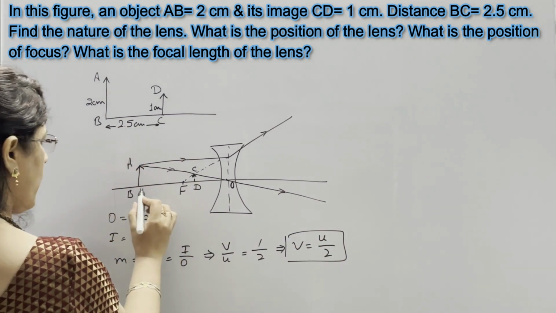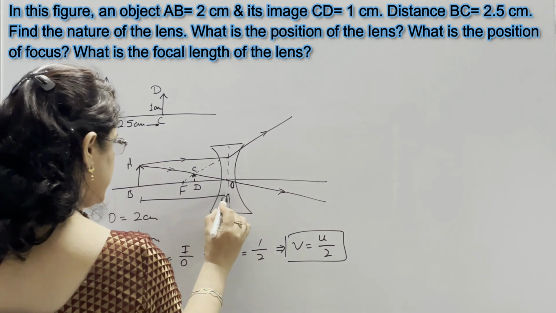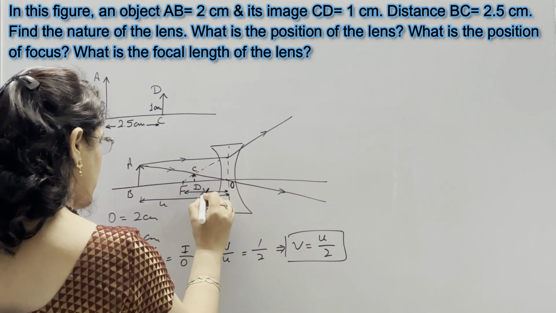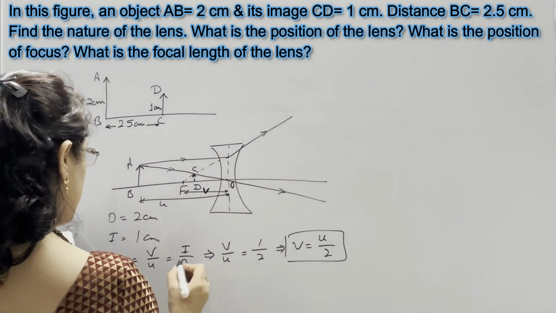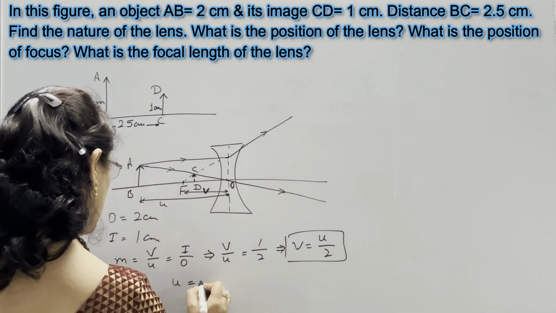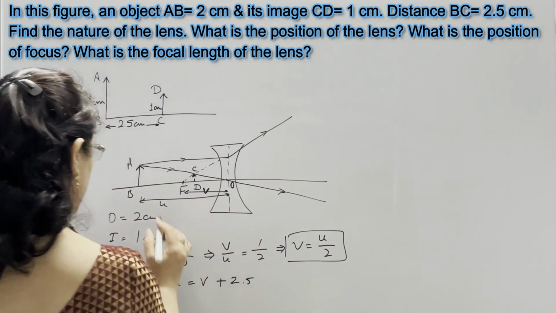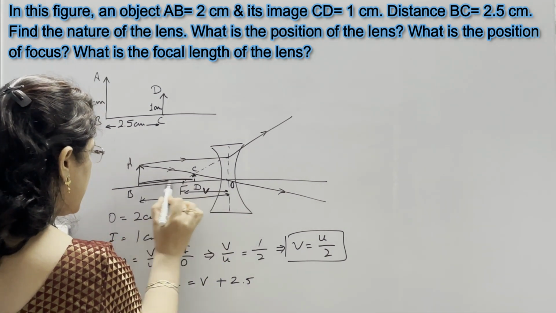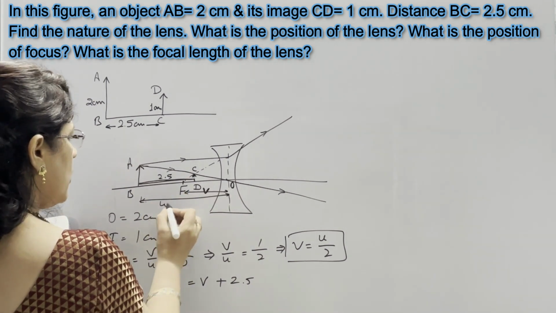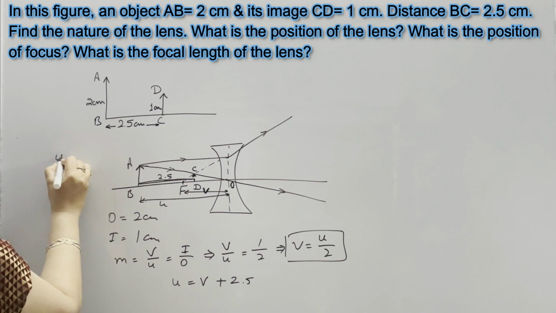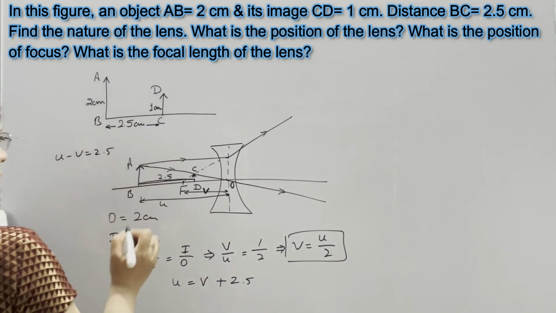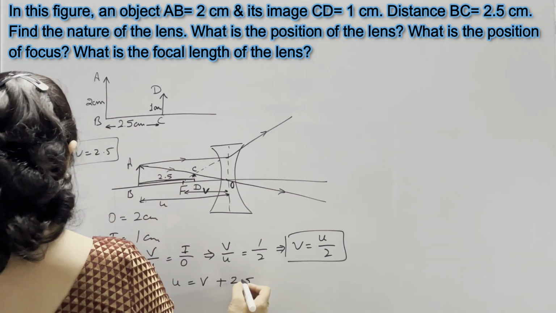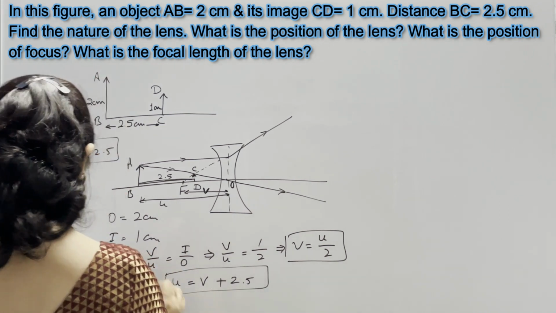Now this is our object distance, which is U, and this is our image distance, which is V. So from the diagram, we can calculate that U is equal to V plus 2.5, because we know the distance in between object and image is 2.5. So U minus V is equal to 2.5, or U is equal to V plus 2.5. We have got the value of U in terms of V here.